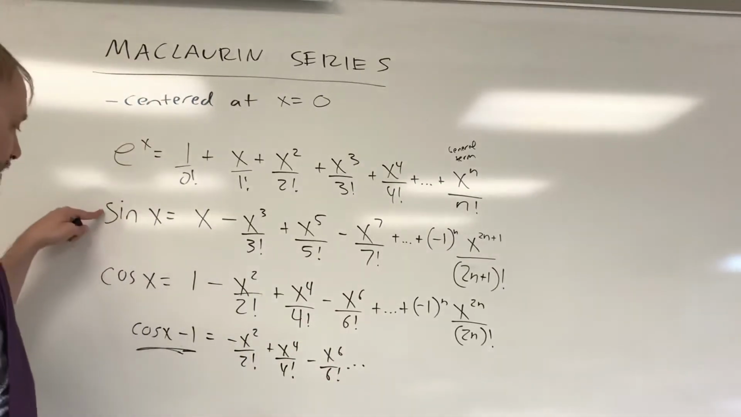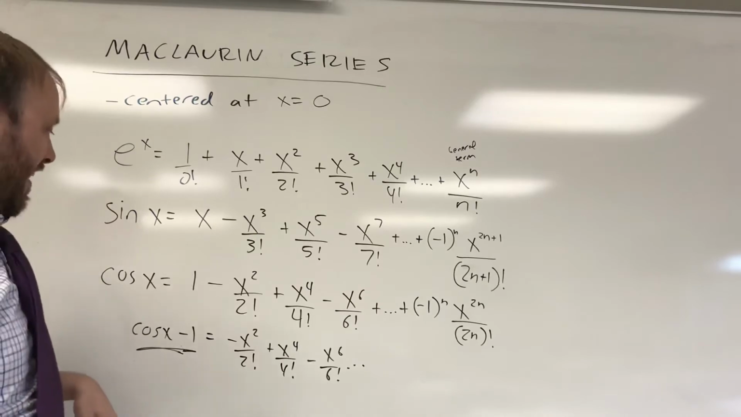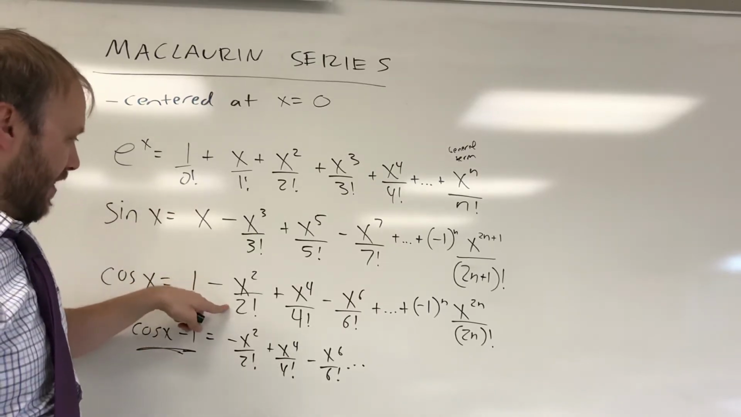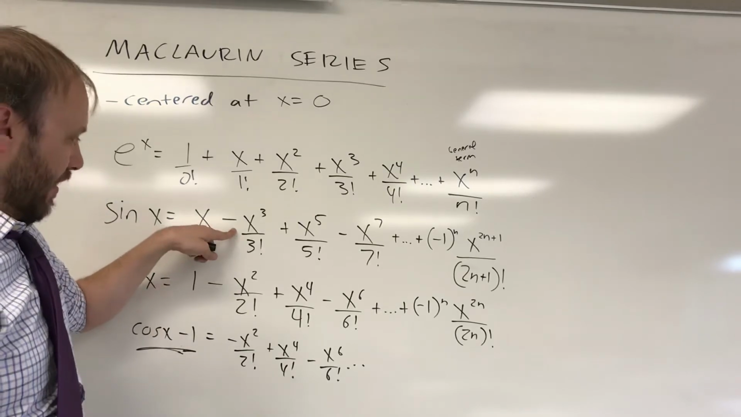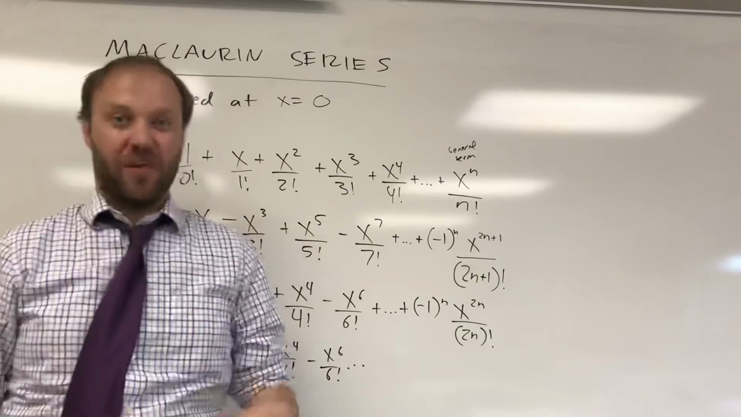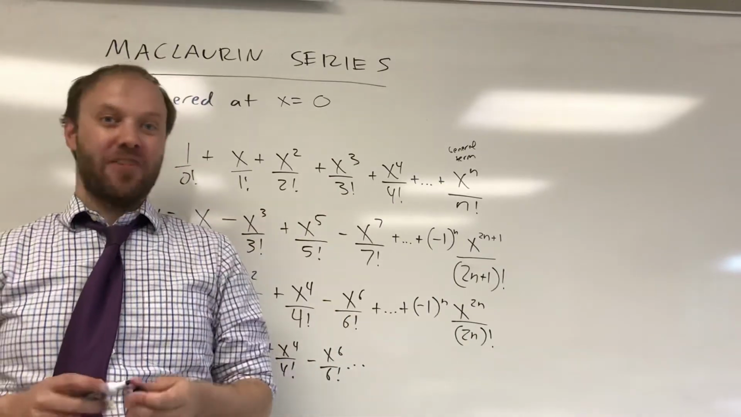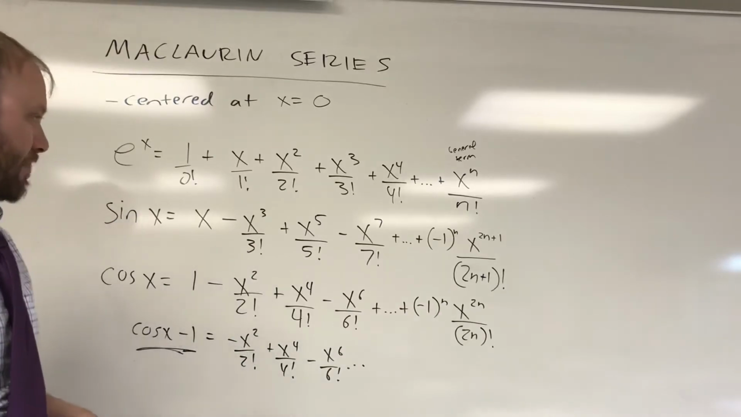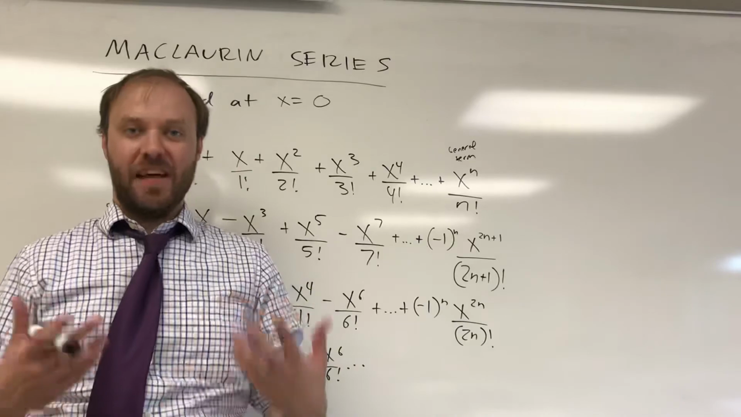If I wanted to take sine of x plus cosine of x, I could just have 1 plus x minus x squared over 2 factorial minus x cubed over 3 factorial, plus x to the 4th over 4 factorial, plus x to the 5th over 5 factorial. You can add the terms together. Heck, you can multiply with FOIL. You can multiply different terms together. You can see all kinds of different things here. So those are some of the basic manipulations.